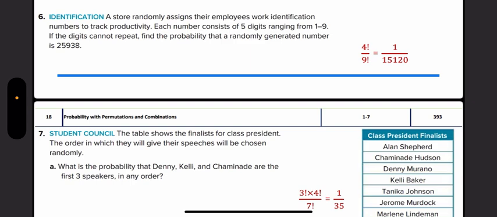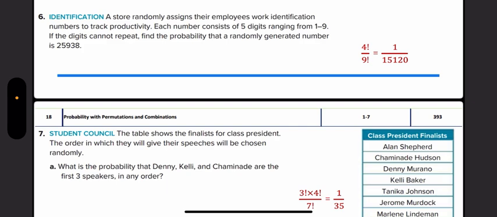A store randomly assigns their employees work identification numbers to track productivity. Each number consists of 5 digits ranging from 1 to 9. If a digit cannot repeat, find the probability that a randomly generated number is 25938. All right. First of all, how many digits?